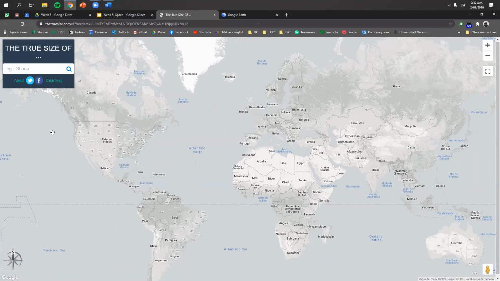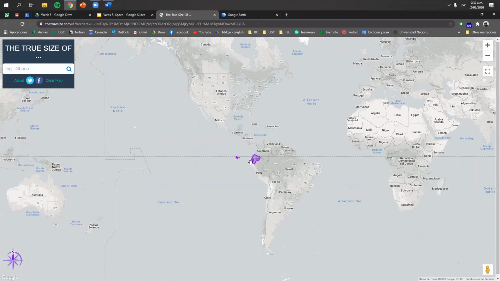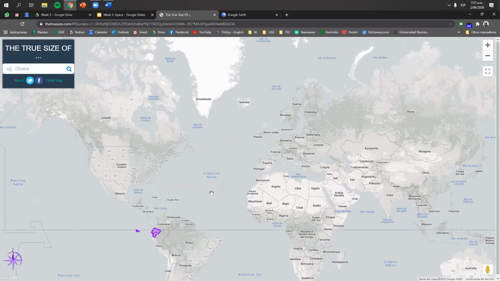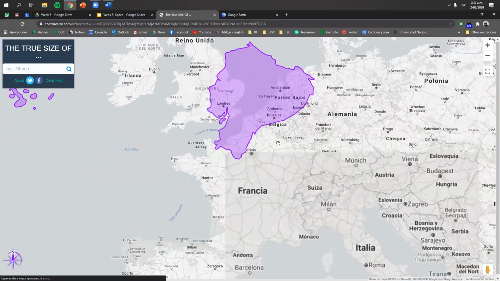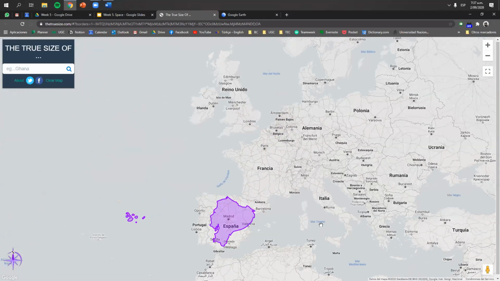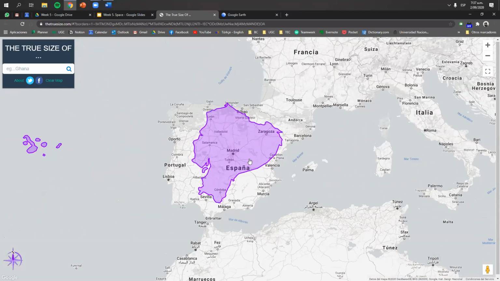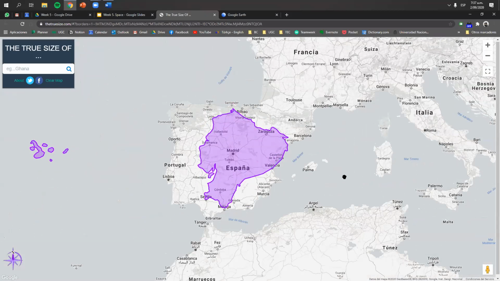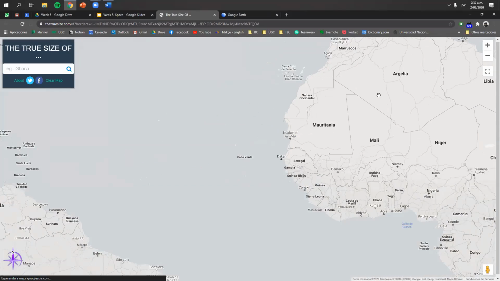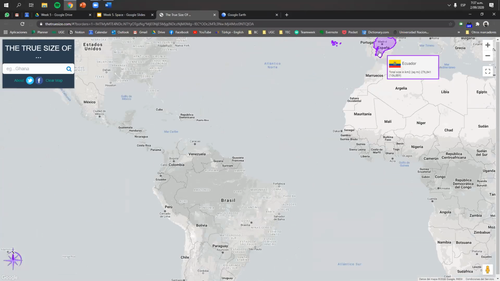So that's how we could see that Colombia was actually a big country, like a very big country. And Ecuador, also, we always think that Ecuador is a very small country, right? But look, it's almost like Spain. So Ecuador is actually not that small, you see, but as it is represented in the map, we tend to see it as a small country.